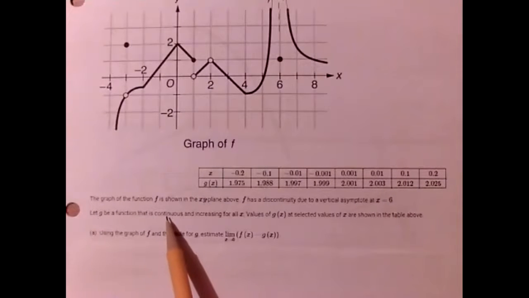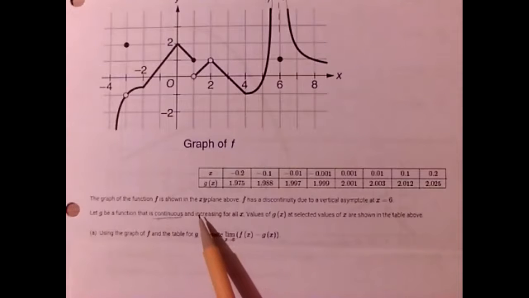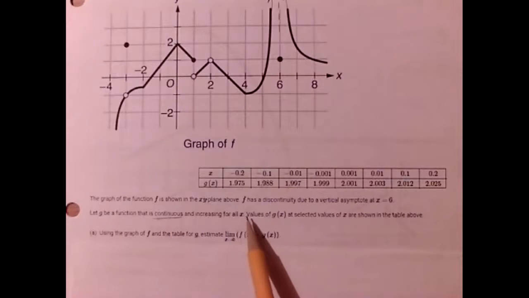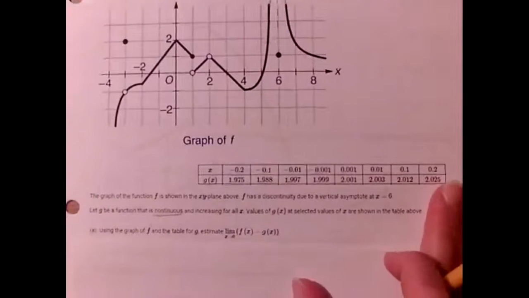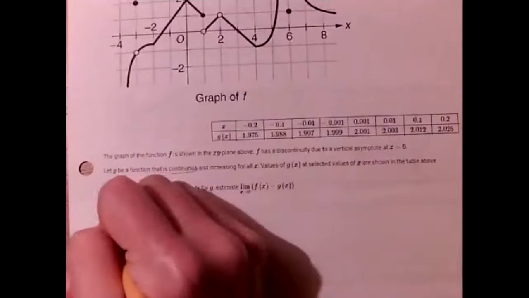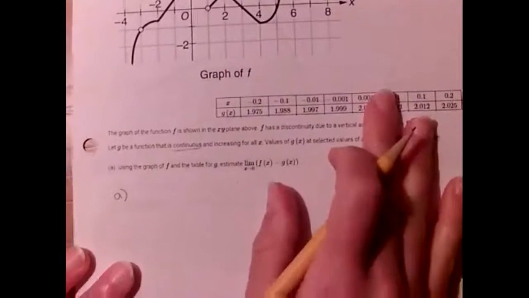Let g be a function that is continuous, so g doesn't have any holes or breaks or problems, and is increasing for all values of x. G of x is given in the table. So that's everything they gave us, and then here are the questions they're going to ask us.